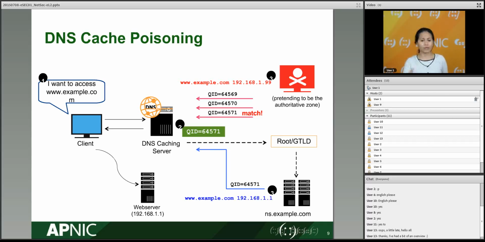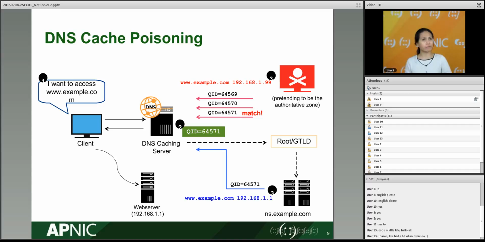So he'll send a lot of replies, hoping that one of them will be accepted. And how? All queries coming from your caching server or recursive server have a particular query ID, QID, you can see it there, so that it can match the replies to that query ID. Now, if I have an attacker, he will send a lot within the range, expecting that one of them will be accepted. And this is a targeted attack.